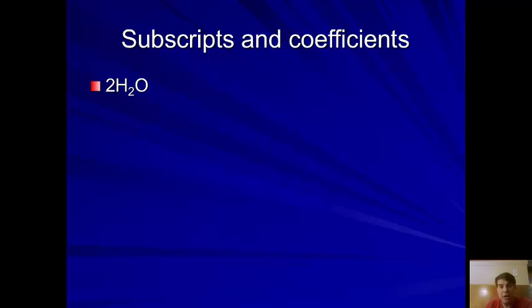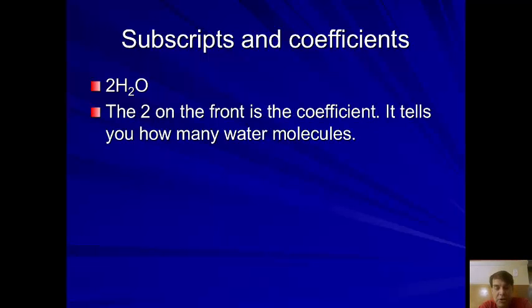Well, in this 2H2O, the 2 in front is called the coefficient. It tells you how many water molecules you have. So in 2H2O, you have 2 water molecules. So the number on the front is the coefficient. It tells you the amount.